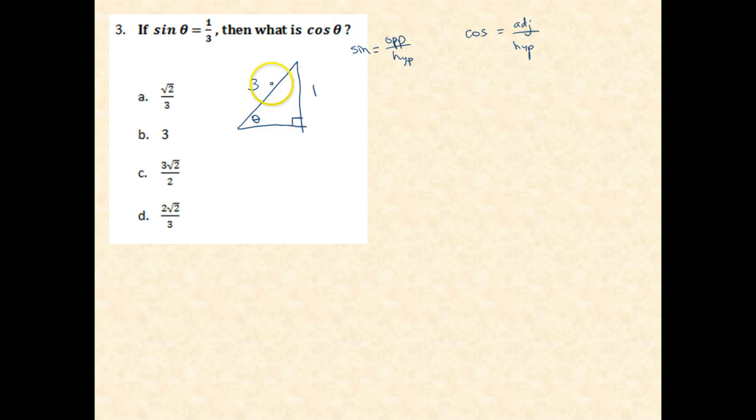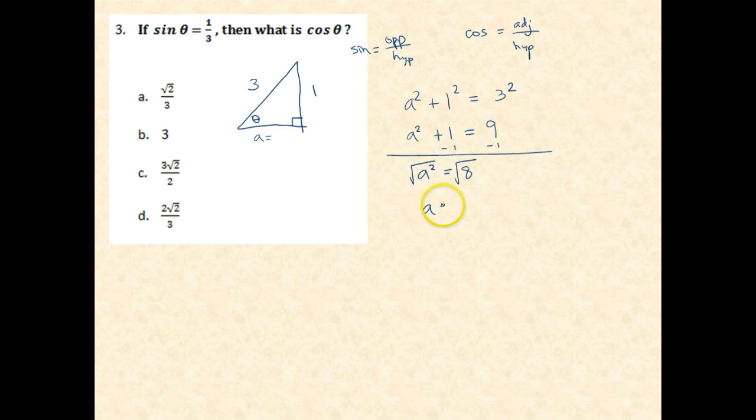Alright, we can use the Pythagorean theorem. Leg squared plus leg squared equals hypotenuse squared. So let's call this A for now. A squared plus 1 squared equals 3 squared. So A squared plus 1 equals 9. If I subtract 1 from each side of the equal sign, I get A squared equals 8. Then if I take the square root of each side, I get A equals square root of 8.